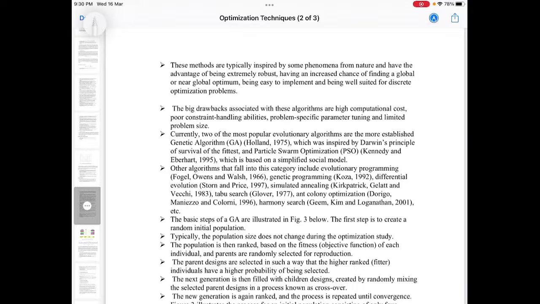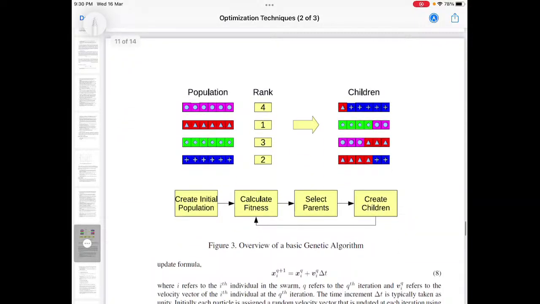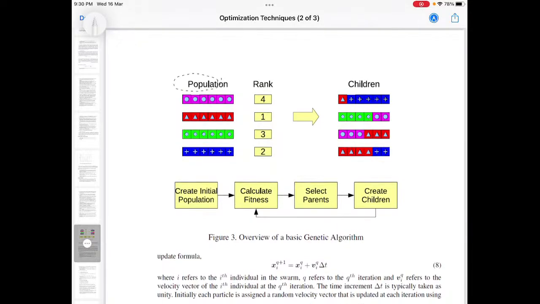The basic steps in the genetic algorithm are illustrated in figure 3 below. The first step is to create a random initial population. So we can see the various steps of creating the population here. We can see 4 kinds of population, and this is the rank of the population: the first population has rank 4, the second has rank 1, the third has rank 3, and the fourth has rank 4.